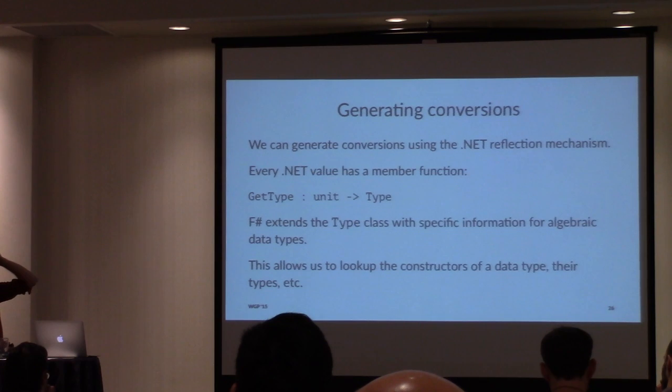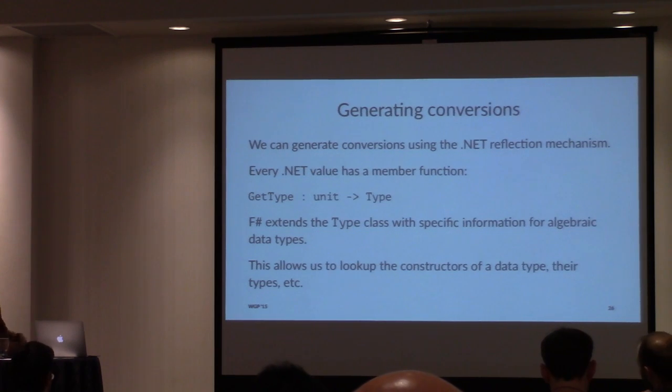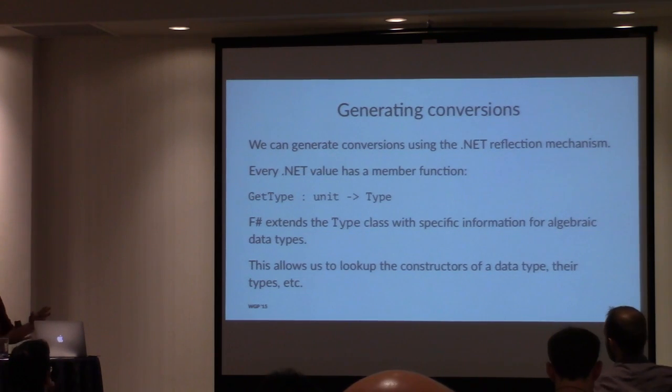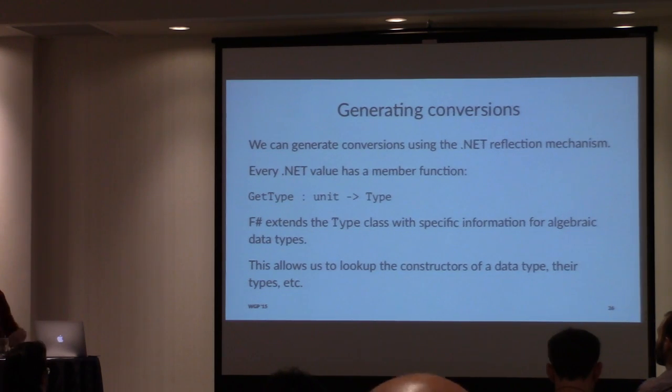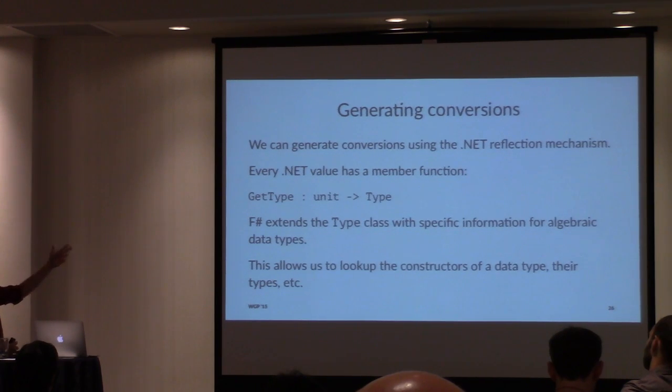And F# in particular adds lots of information to the usual .NET reflection mechanism and the usual stuff which is in the type class in .NET for algebraic data types. So it tells you stuff about the constructors that you have available, what their types are, and so forth. So once again, it's not the kind of code that you want to put on the slide and talk about, but all the ingredients are there in order to do the generic programming that we want.